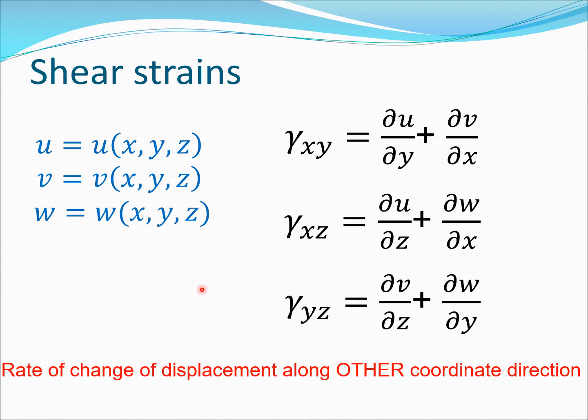Now let's look at the somewhat more complicated case of shear strain. In shear strain, what happens is that you get two partial derivatives here, and these derivatives correspond to the rate of change of displacement along the other coordinate direction. For example, if we take gamma xy, we have the variable u here and v representing the displacements in the x and y direction, and we differentiate u with respect to y and v with respect to x.